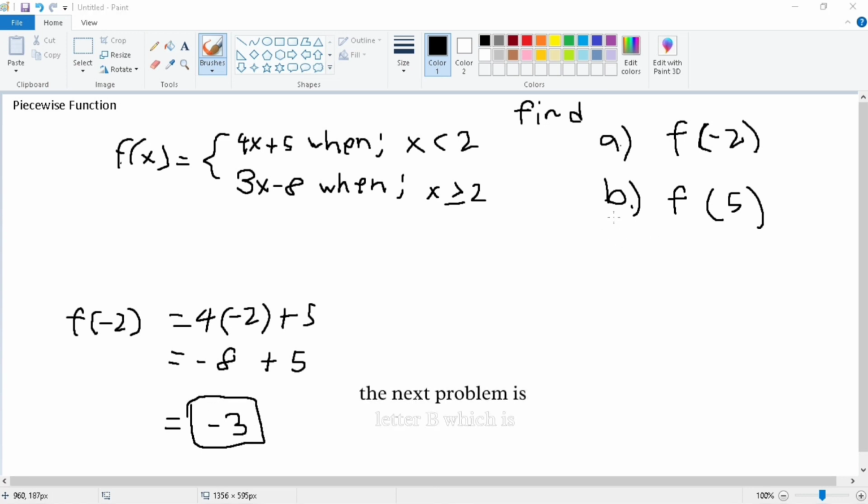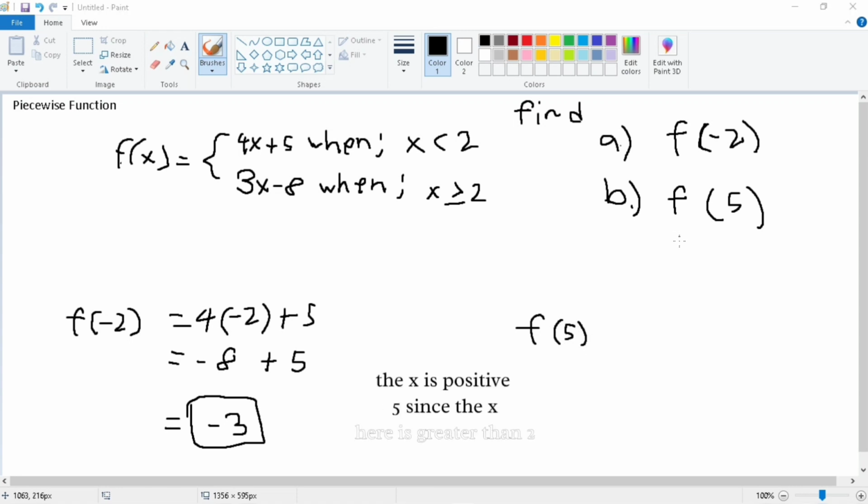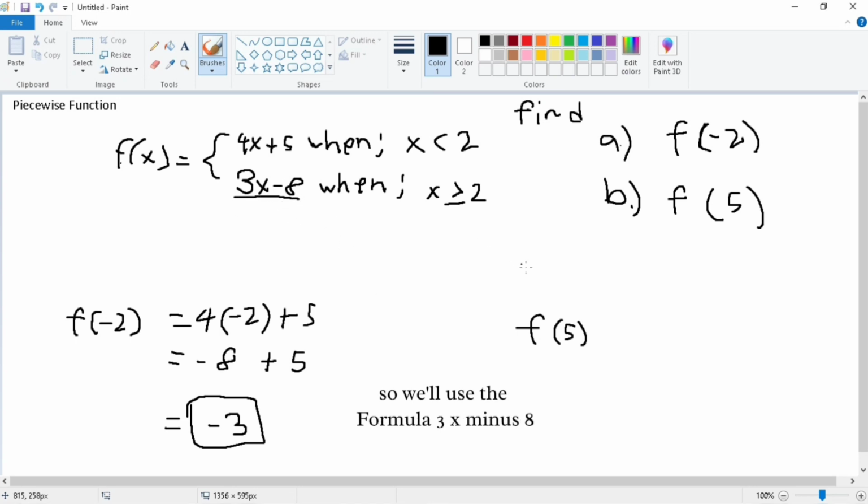Our next problem is letter B, which is f of positive 5. The x is positive 5. Since x here is greater than 2, we'll use the formula 3x minus 8. Therefore, we substitute. So, the x becomes 5, minus 8.